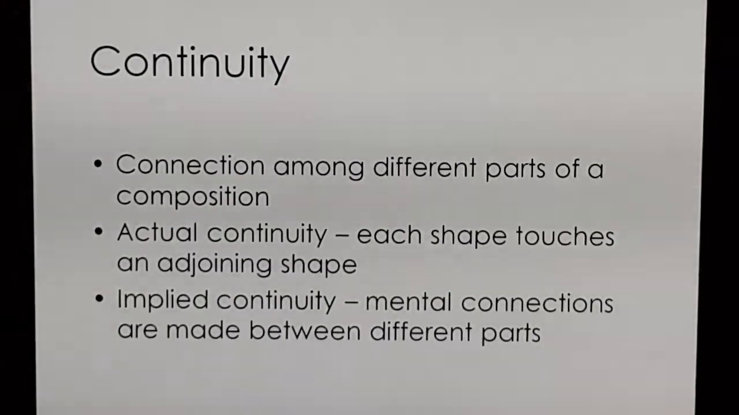Continuity is the connection among different parts of a composition. Actual continuity is where each shape touches an adjoining shape. Implied continuity is mental connections being formed between different parts.